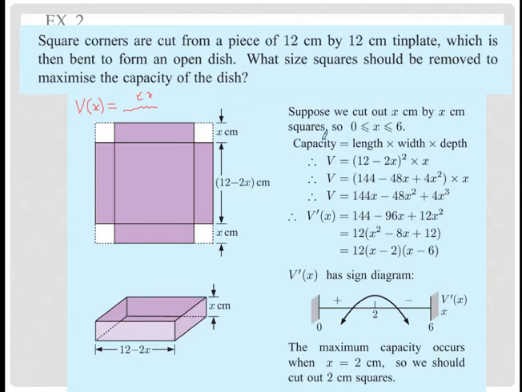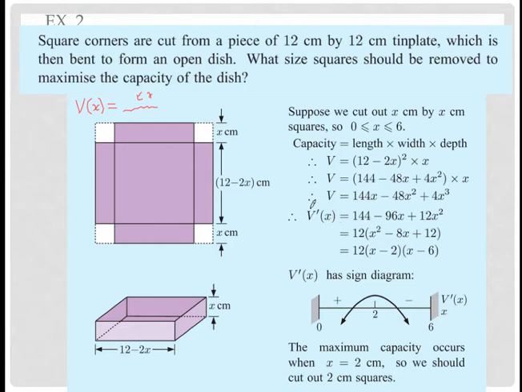Volume or capacity of a rectangular prism is length times width times depth. Or length times width times height is what I would prefer, but this is fine. So we have 12 minus 2x times 12 minus 2x times x. So now I have a function of x, which is my volume. My volume is described in terms of x. So once I have v, which is this function here, then I take the derivative of that with respect to x.